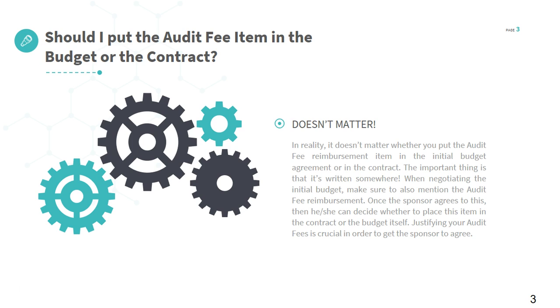When negotiating the initial budget, make sure to also mention the audit fee reimbursement. Once the sponsor agrees to this, then they can decide whether to place this item in the contract or the budget itself. Justifying your audit fee is crucial in order to get the sponsor to agree.